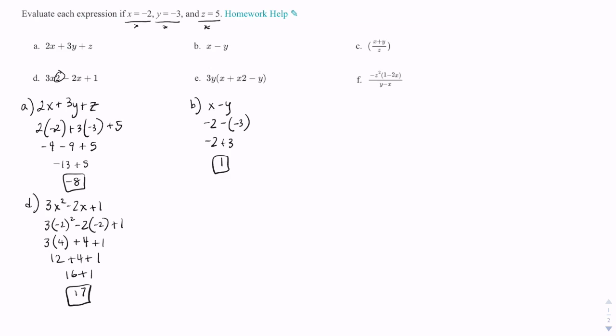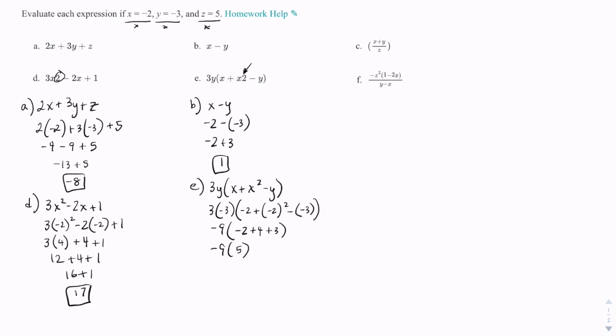And then let's do E, which is directly under it. E, 3y times x plus, again, I'm guessing that's x squared minus y. So I have 3 times y, which is negative 3, times x, which is negative 2, plus negative 2 squared, minus y, which is negative 3, and that's all in parentheses. So 3 times negative 3 is negative 9, times negative 2 plus negative 2 squared is 4, minus a negative, right, which is plus 3. So in parentheses, I have negative 2 plus 4 is 2, plus 3 is 5. Negative 9 times 5 is negative 45 for E.